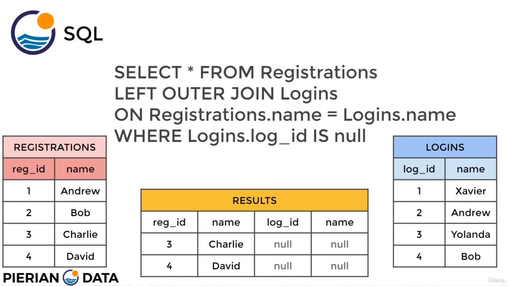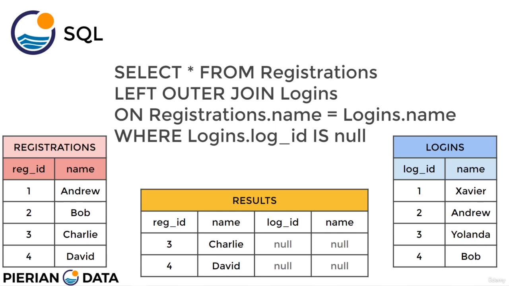And because the logins ID, that is from the right-hand table or table B, was null, this answers the question that these particular rows are exclusive to the left-hand table or the registrations table. So Charlie and David can only be found in the registrations table. They cannot be found in the logins table. So this is a left outer join with an additional specification to only grab rows unique to the left-hand table, that is table A or registrations in this example.